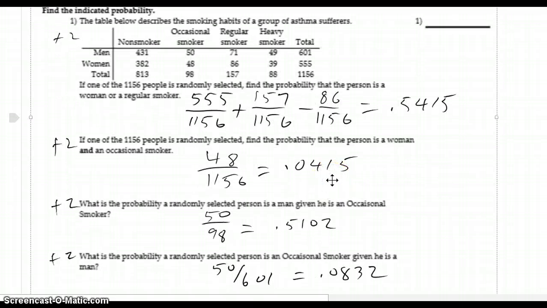On the second one here, find the probability that they're a woman and an occasional smoker. So how many are both those things? Well, 48 are occasional smokers and women, so 48 out of 1156 is pretty straightforward.